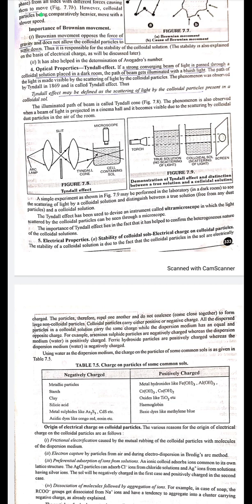The Tyndall effect has been used to devise an instrument called ultramicroscope, in which the light scattered by the colloidal particles can be seen through a microscope. The importance of Tyndall effect lies in the fact that it has helped to confirm the heterogeneous nature of the colloidal solution. Fifth, electrical properties.